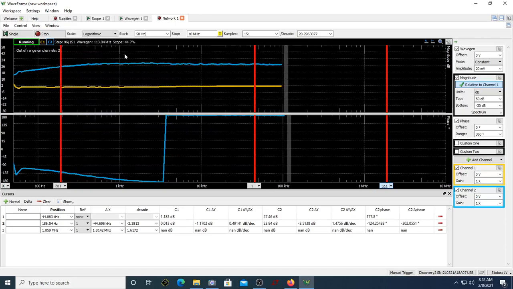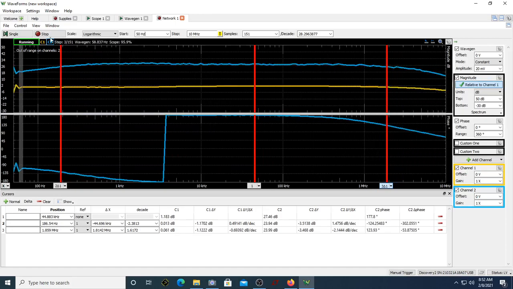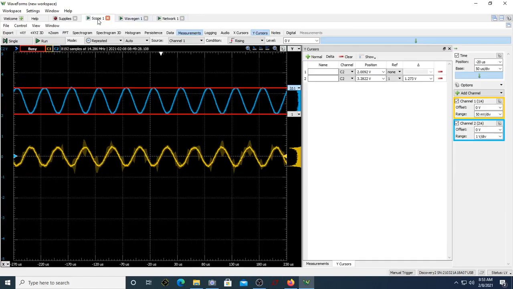You can see now you are getting it. So now once you get it, then you freeze it, use the cursors and then place them appropriately. You can note the phase of your C2. C2 will be almost 180 degrees out of phase with the input signal, that is 178 or it's 177.8 degrees. So this way we can very effectively conduct the experiment, the C amplifier.